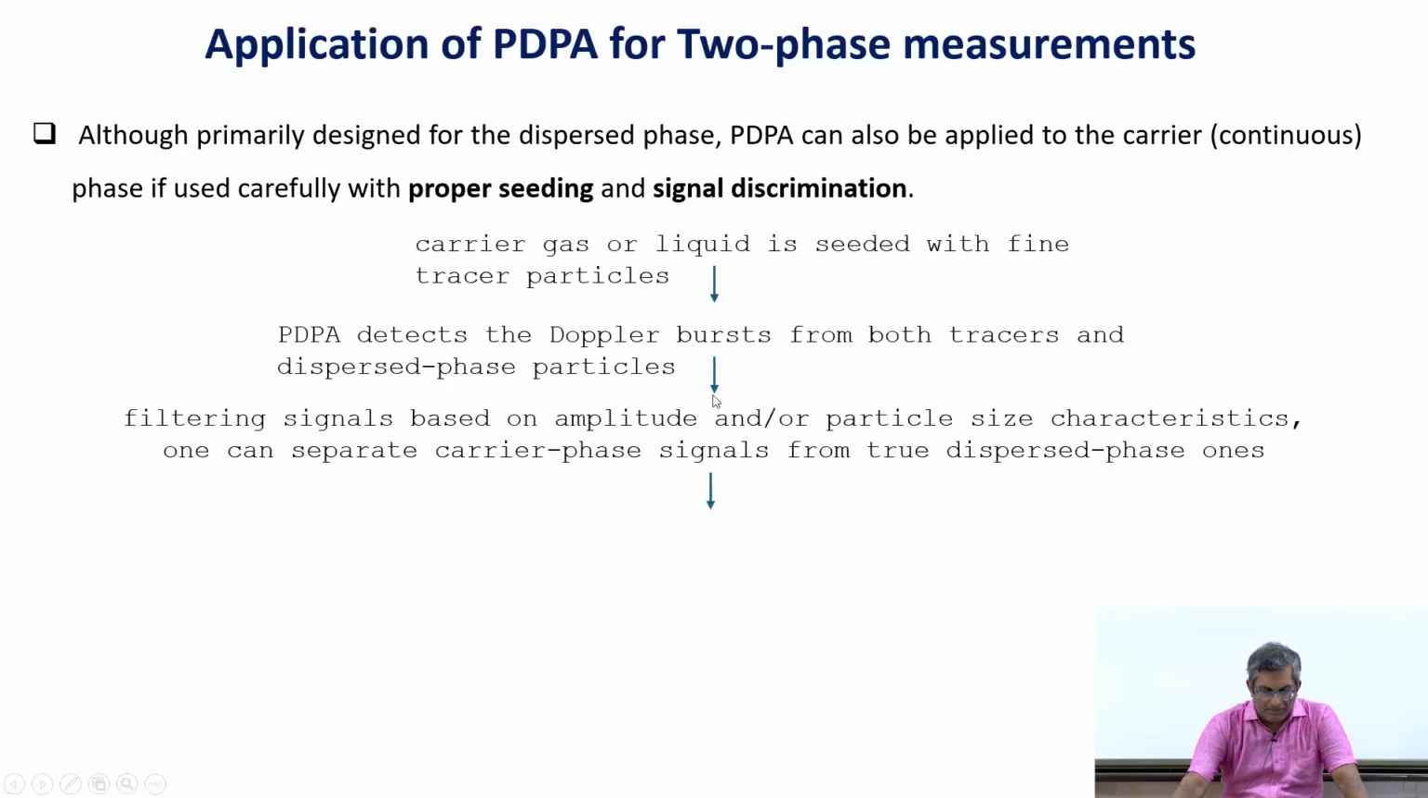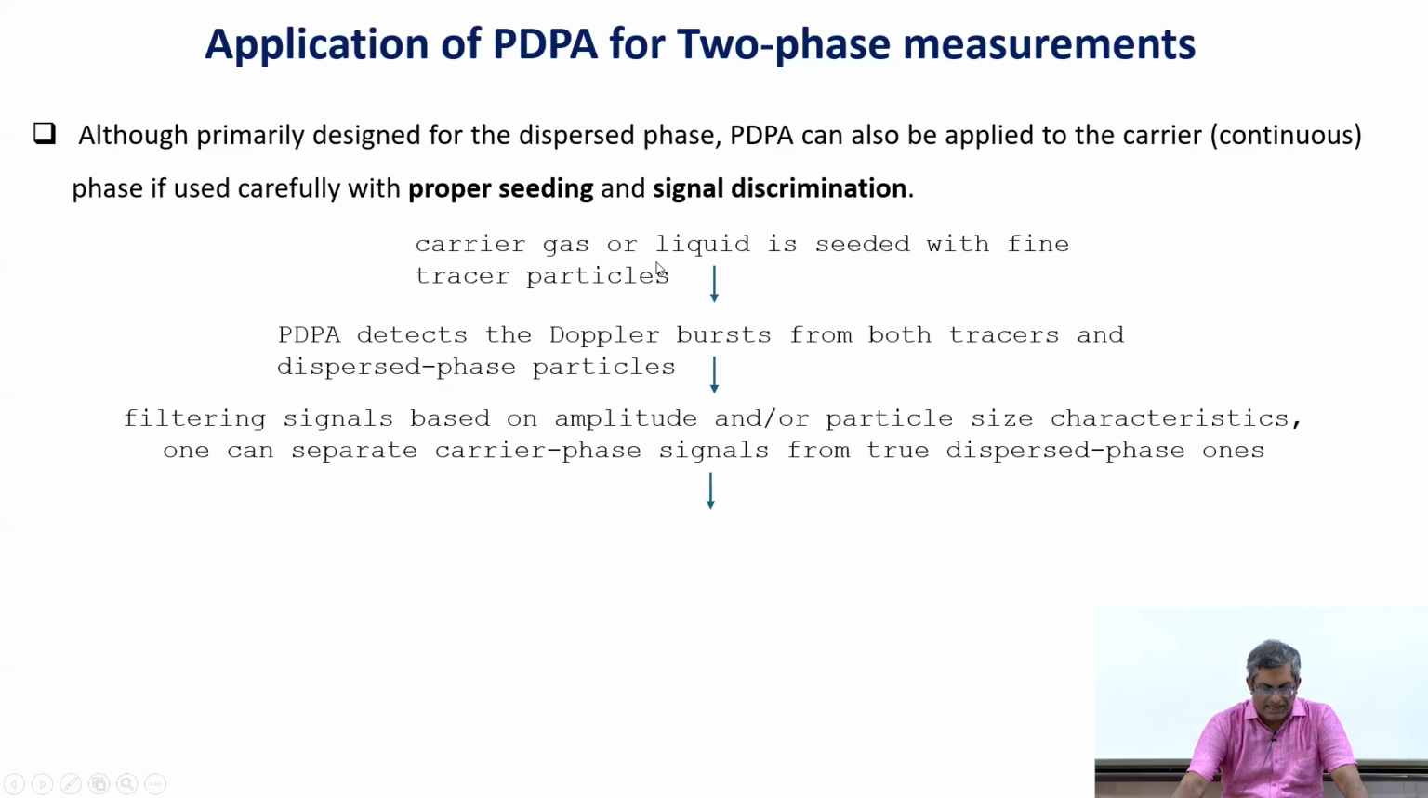By introducing proper seeding in the flow and through signal discrimination, that is, by sorting out the signals due to the seeding particles. The seeding particles basically refer to the velocity of the carrier phase. So by this way we can measure two phases. This is what is given here.